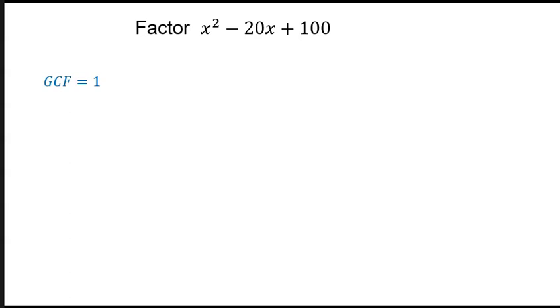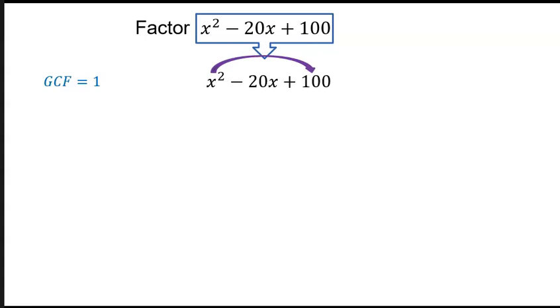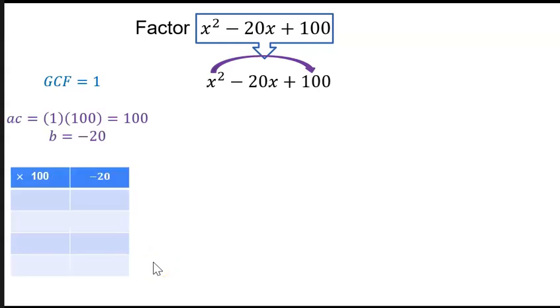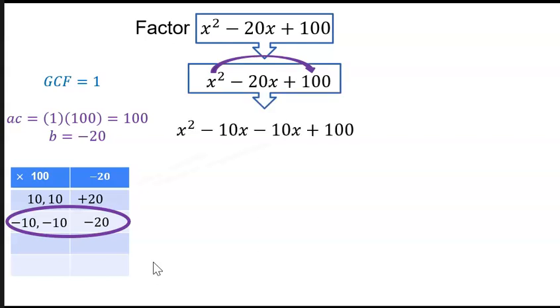The GCF is 1, so we can move on to finding the product of AC. When we find the two numbers that multiply to get 100 and add to get negative 20, we find that they are the same numbers, negative 10 and negative 10. Then we use those two numbers to rewrite our expression and fill out our box.